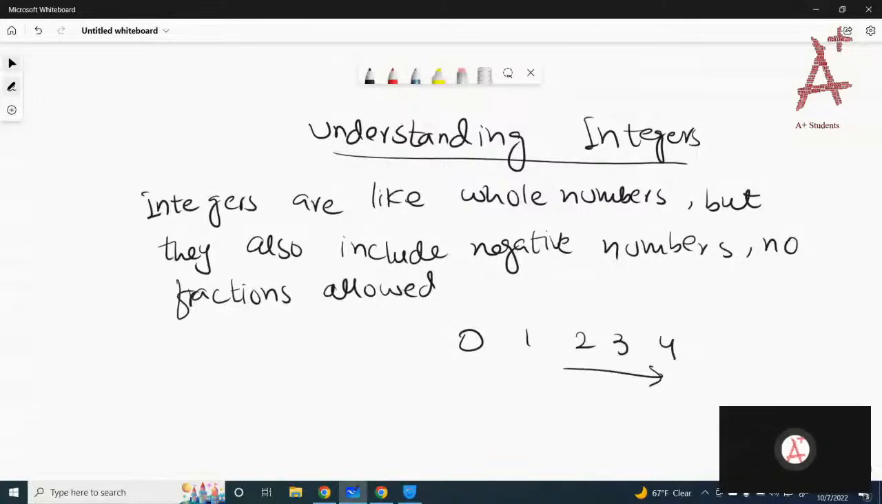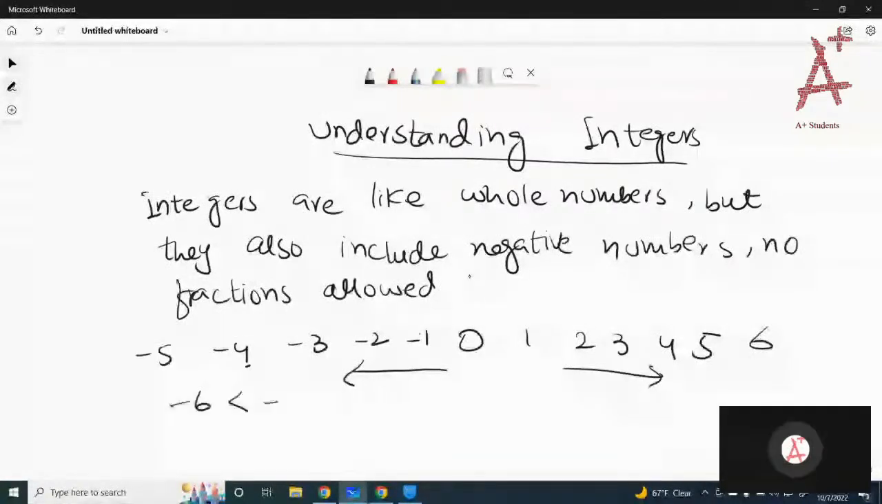Got it? The next number is 5. 5 is greater than 4. Got it? 6. 6 is greater than 5. But on the left hand side of the 0, you have all negative numbers. As you are moving far from 0, the numbers are getting smaller and smaller. Got it? -1 is smaller than 0, -2 is smaller than -1. -5 is less than -4. Got it? The next one is -6. -6 is less than -5.